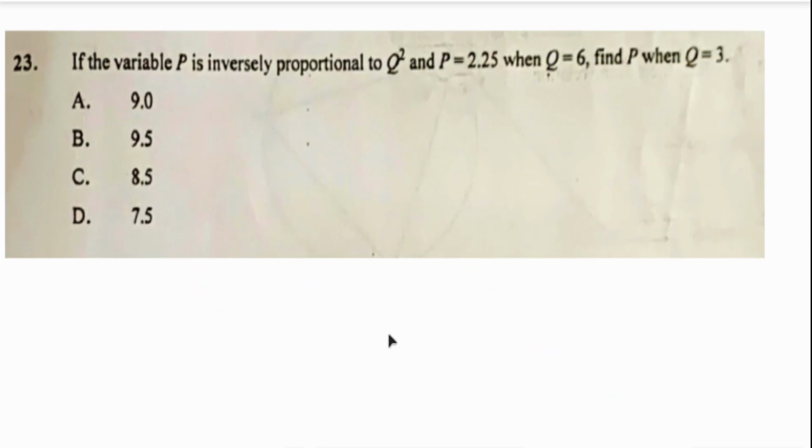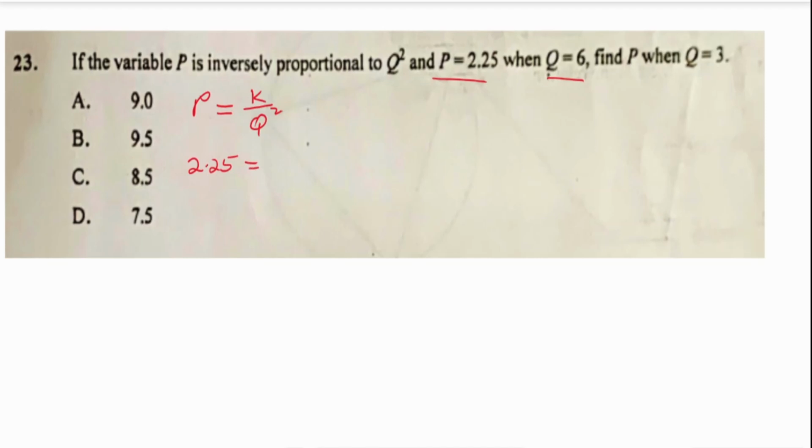Question 23 reads: if the variable P is inversely proportional to Q squared and P equals 2.25 where Q equals 6, find P when Q equals 3. So this is inverse variation. To rewrite this, you're going to have P equal to K over Q squared, where K is the constant of proportionality.